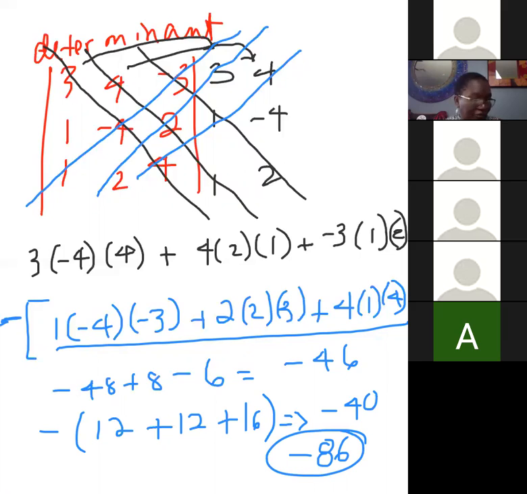Did you guys get that? Hello? Did you guys plug it into your calculator? Do you remember how to find the determinant on the calculator? Did you guys get that? Oh, Gabby gave me a thumbs up.